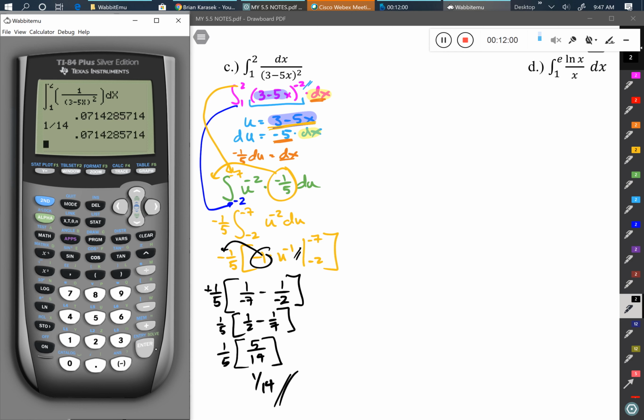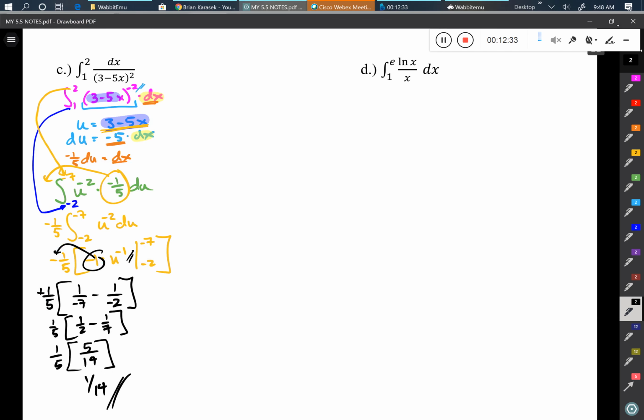Now, I am in no way arguing that you should use your calculator for every single one of these problems, because being able to perform these calculations by hand is a necessary skill for Calc 2. If you roll up into Calc 2 not being able to do these problems, you are going to be hurting, and hurting mightily. All I'm simply saying is this is a way that you could check your work. This is the way that you could ensure that you're doing these problems correctly.